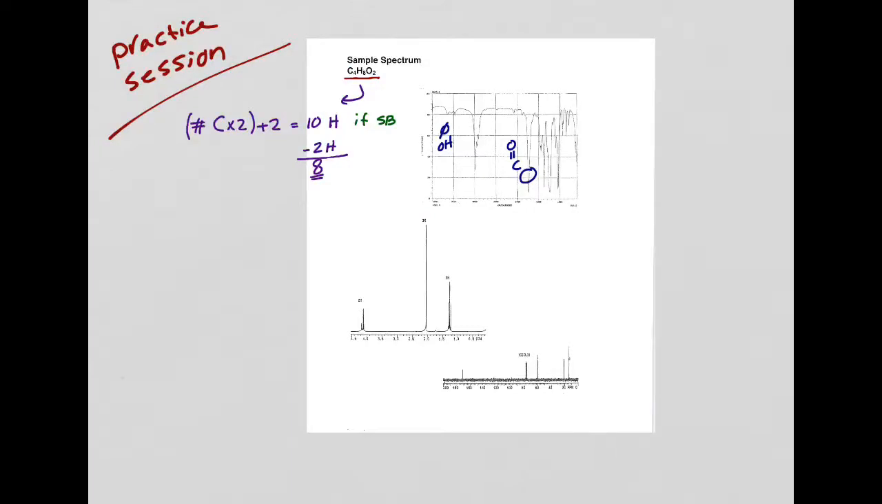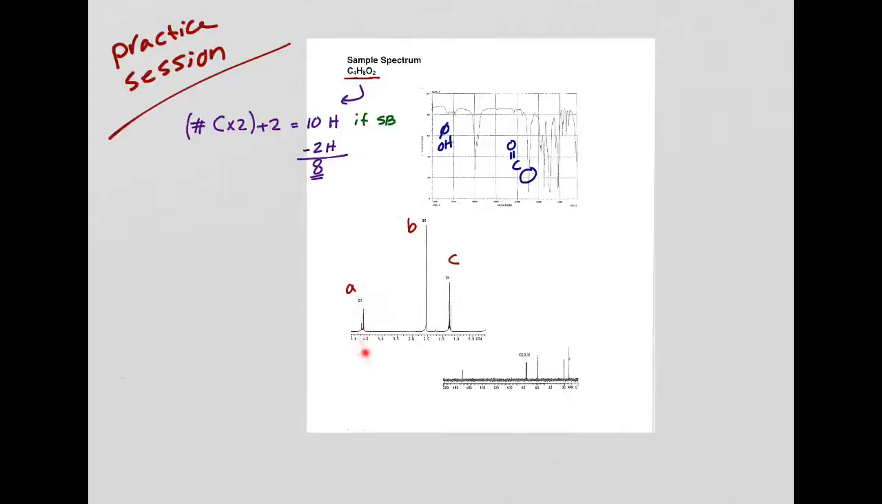Alright, how many peaks do I have? I have 3 peaks here, right? I have 1, 2, 3 peaks here. You guys agree? Okay. I'm actually going to label them A, B, C, from left to right. Okay, 3 peaks.